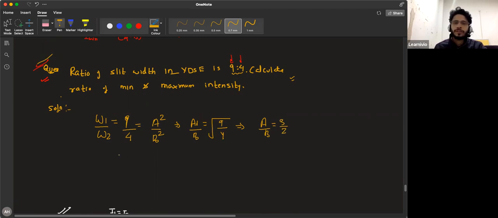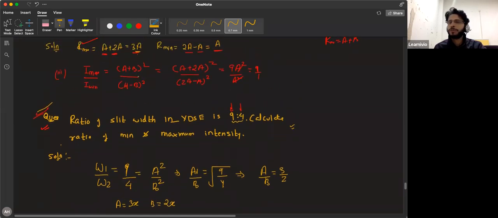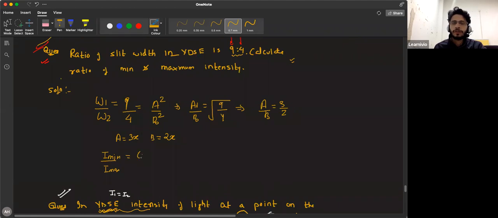So since the ratio is given, if A is 3x, then B will be 2x. And we know the ratio of minimum and maximum intensities. We used this formula in the last class, last numerical also. It was maximum by minimum is (a plus b) by (a minus b) whole squared. So minimum by maximum will be (a minus b) whole square divided by (a plus b) whole square.